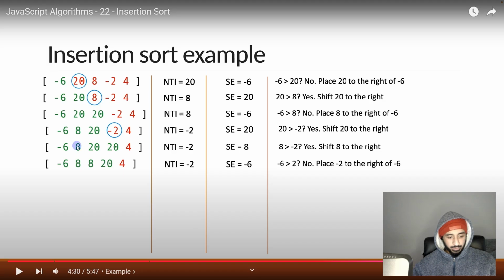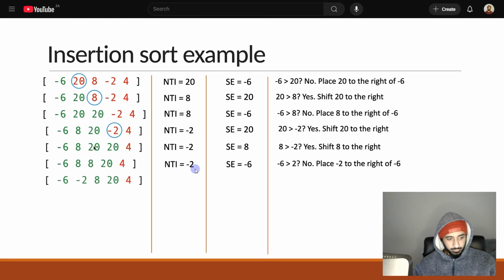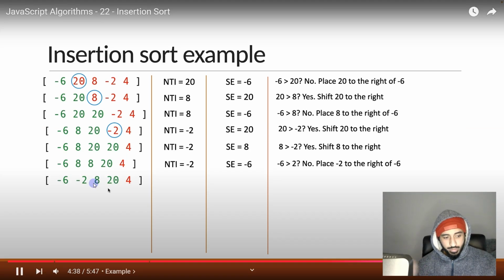Now we're going to compare it with this one. Since this is less than 8, it's going to turn into an 8 when it's here. Then I'm going to compare to the -6, and it is more than -6, so this is going to turn into -2. Our sorted part is now -6, -2, 8, and 20.